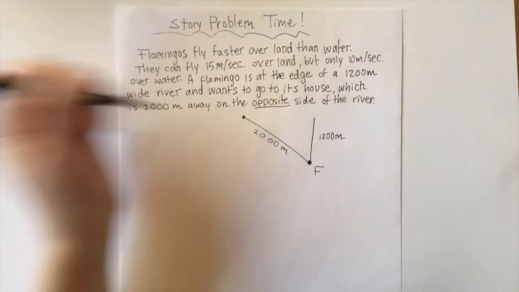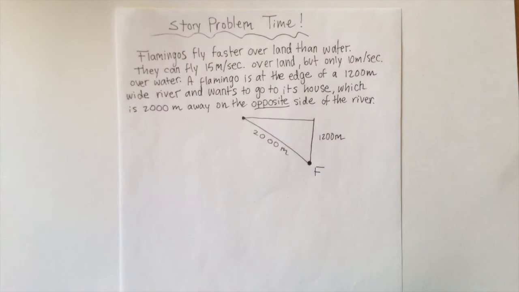Okay, so first of all, before we go any further, I'd like to draw this out. So I made a little point with an F that represents where the flamingo is, and then a vertical line that measures 1,200 meters. So that's the width of the river, and then the hypotenuse of this triangle is the 2,000 meters away where the flamingo's house is on the opposite side. So that's our little triangle there.